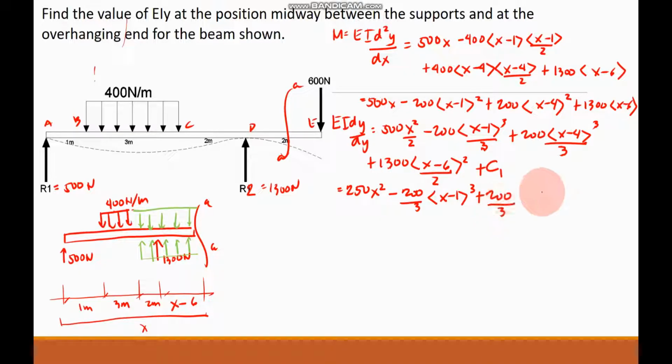So mas maganda na i-retain na lang yung fraction form para exact yung makukuha nating mga values, compared kung i-decimal point pa natin. So we have plus 650 of (x minus 6) squared plus C1. So I forgot to put the unit, so we have Newton dot meter squared. So this is Newton dot meter.